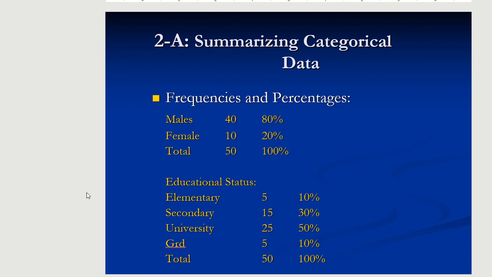So basically for categorical data, what you need to do is you need to show the frequency or the count and the percentages. One question that you may be asked is, what is the point of showing the count, whereas percentages are much easier to interpret? The reason you want to see the count is the fact that it will put things into perspective. Let me give you an example.